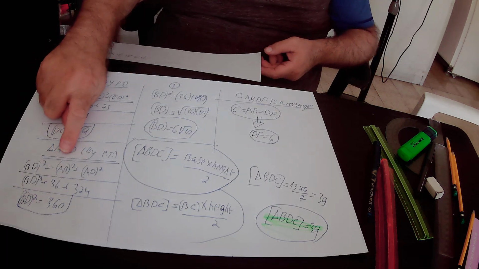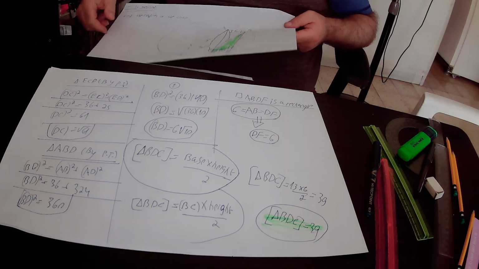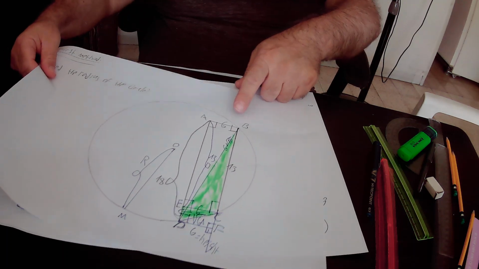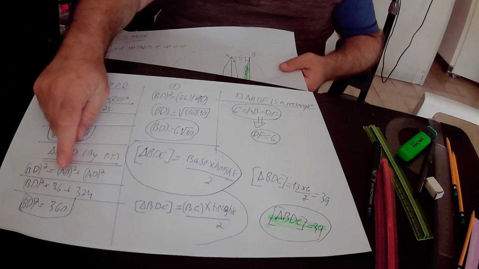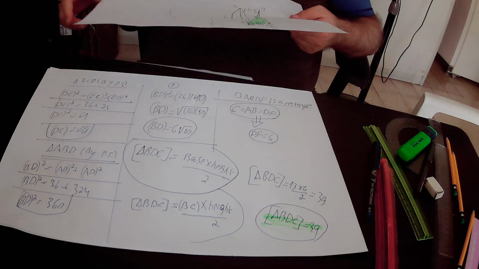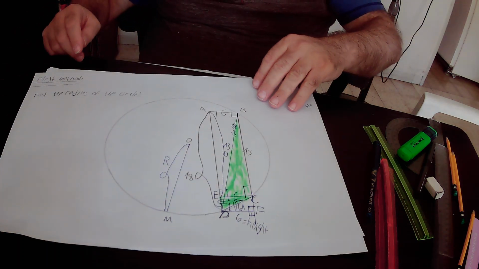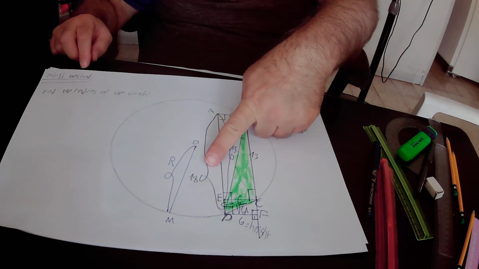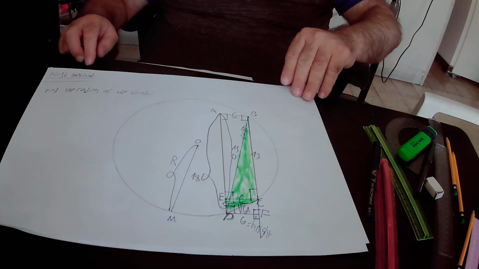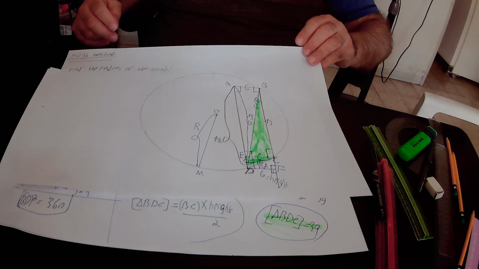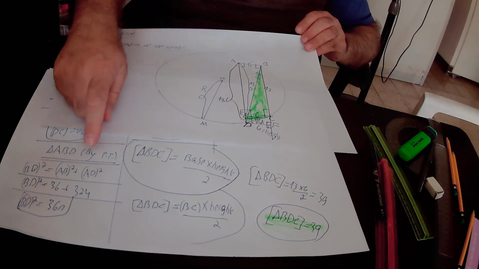BD squared equals AB squared plus AD squared. AB equals 6, therefore AB squared equals 6 squared, that is 36. AD equals 18 according to what is given in the question. Therefore, AD squared equals 18 squared, this is 324.